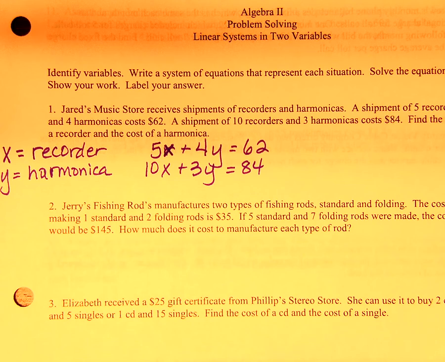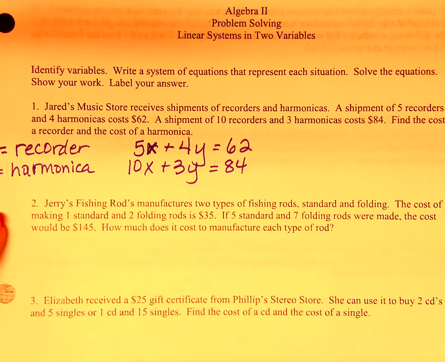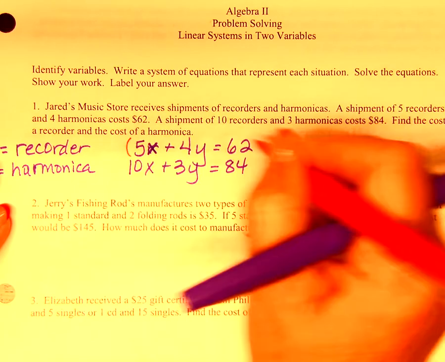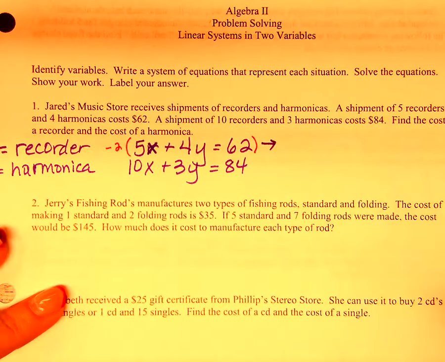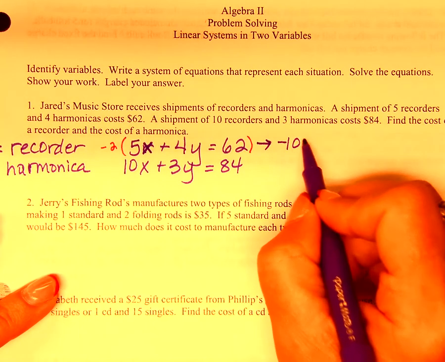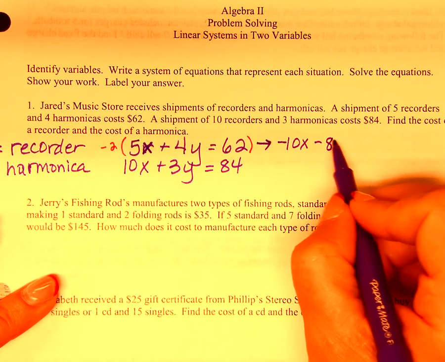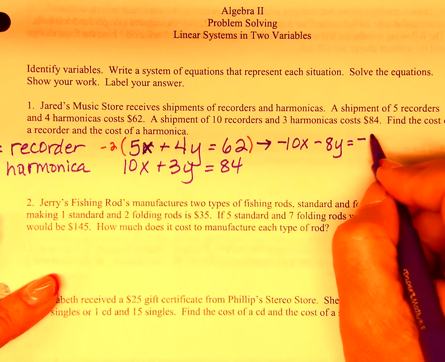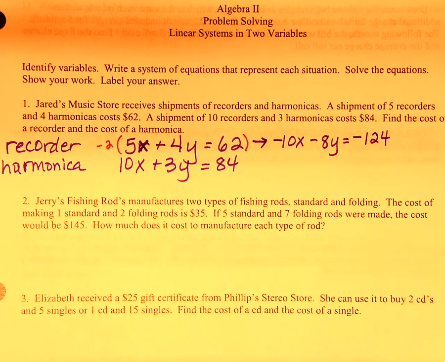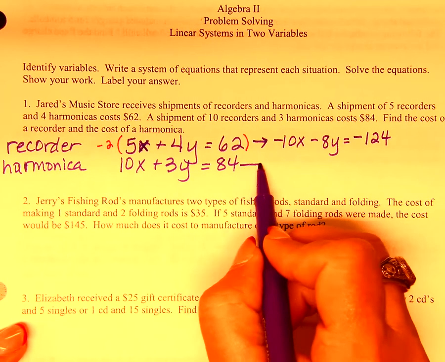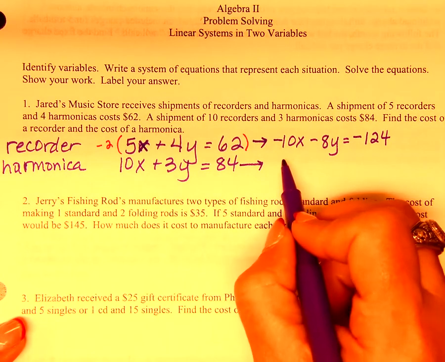Okay. So let's solve this one with elimination. What I remember you saying a minute ago is if we're going to solve it with elimination, we should multiply the top one by -2. So I'm going to write that right over here, right beside it. So -10x minus 8y equals -124. Okay so far? Okay, now what? I'm going to go ahead and write it just so it's visually closer together. Are you okay with that?